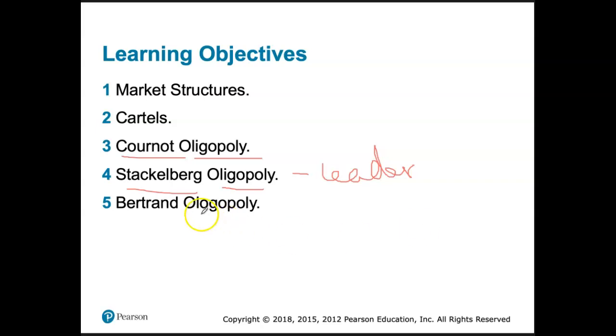Then we have the Bertrand oligopoly. This is supposed to be an I, but thankfully I have my pen right here, so I can just make it an I. We have the Bertrand oligopoly, and this basically involves a few companies deciding at what price to sell. So their main objective is price.